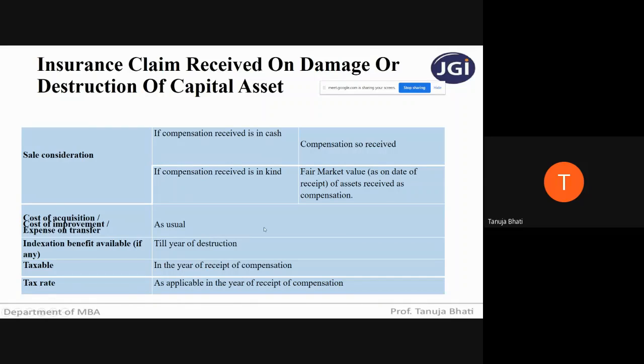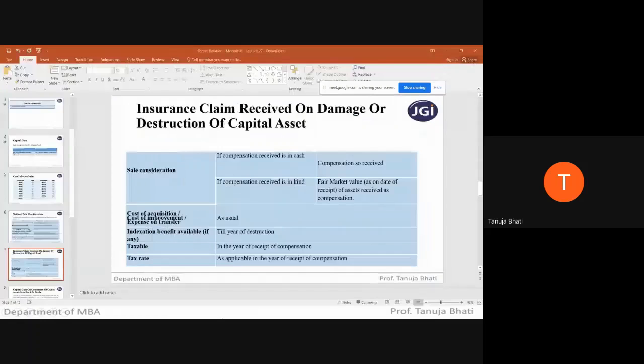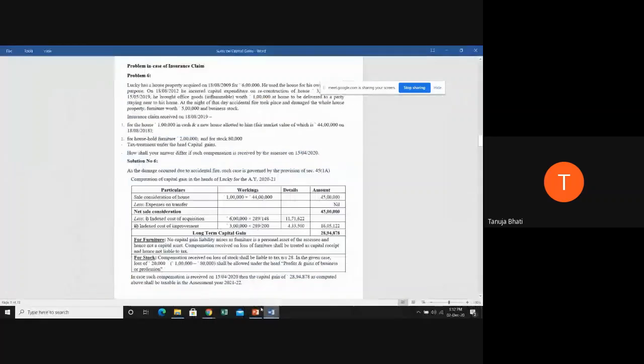Now, what we will do is we will see each such scenario. Simultaneously, we will see problems relating to this scenario so that you understand this particular slide nicely. So let us see a problem on this. So, a problem in case of insurance claim. Now you know there are only 4 elements while solving any problem on capital gains. First, we need to know what is sales consideration, what are the expenses on transfer, what is the index cost of acquisition, what is the index cost of improvement. Once we identify these 4 elements in the problem, we can easily solve the problem.